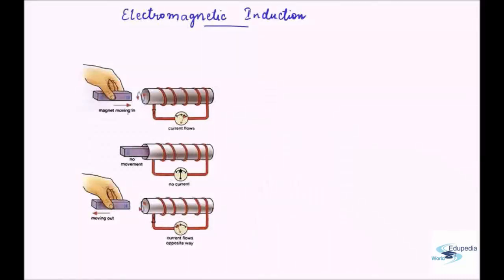Next he reversed the polarity, that is, he brought this as south and this as north, and then he observed that when you push the south pole inside, the galvanometer moved towards the left rather than the right as when north was pushed inside. Similarly, if the south is taken away, the galvanometer moved towards the right rather than left. So there was something interesting going on here. The change in the magnetic field in the coil was resulting in the production of current.